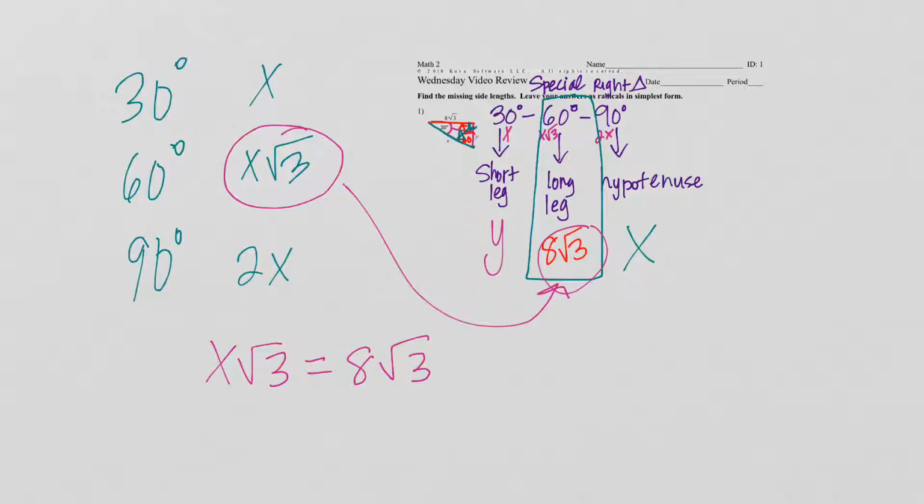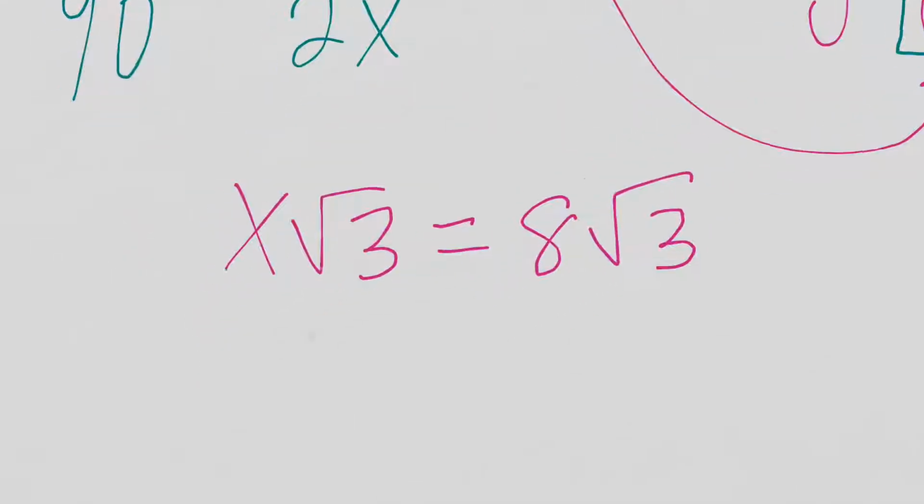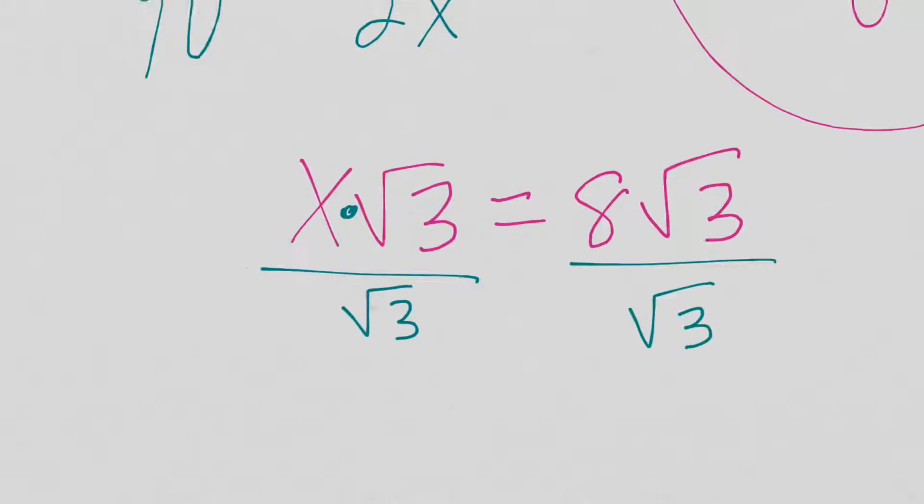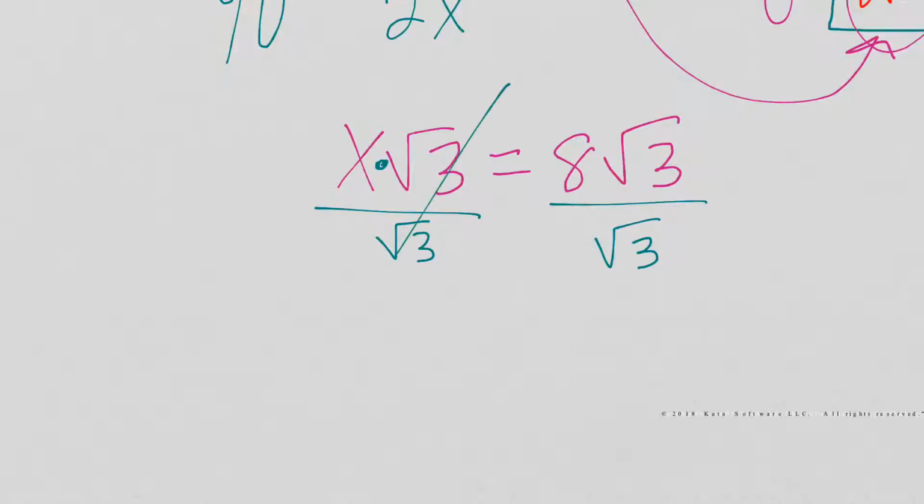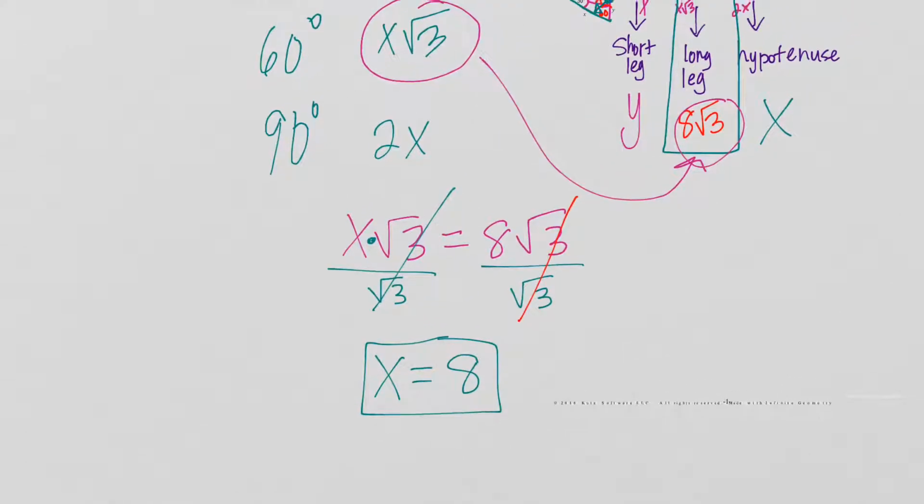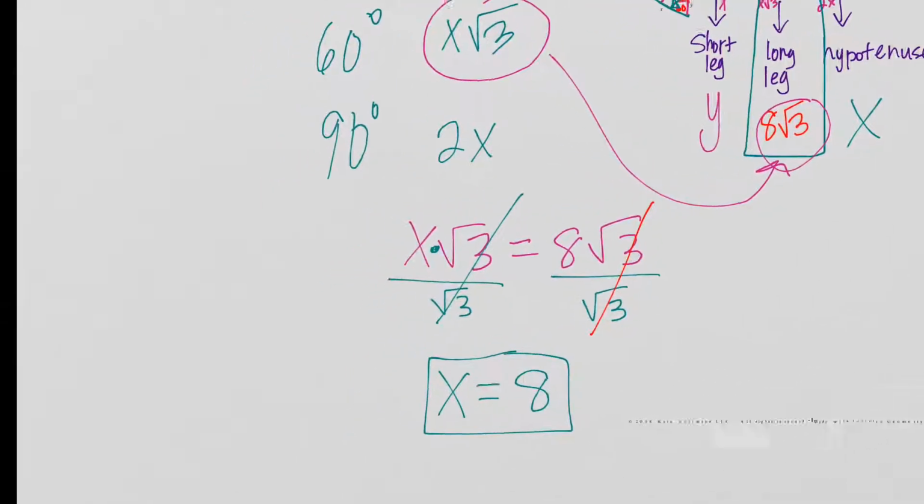Now I'm going to solve for x by dividing both sides by square root of 3, because the opposite of multiplication is division. So now my square roots of 3 cancel out, and x is equal to just 8. Why? Because the other square roots of 3 also cancel out. Square root of 3 divided by square root of 3 is 1, so 8 times 1 is just 8. So that means my x value is equal to 8.